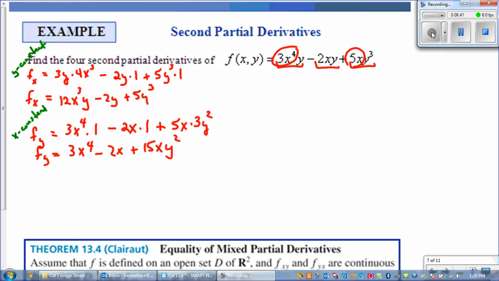So we're going to find f sub x y. We're taking the derivative of this, but now with respect to y. So our x's are all constant. So we'll have 12x cubed times the derivative of y, minus 2 times the derivative of y, plus the derivative of 5y cubed with respect to y is 15y squared.